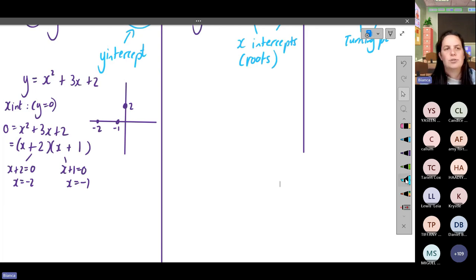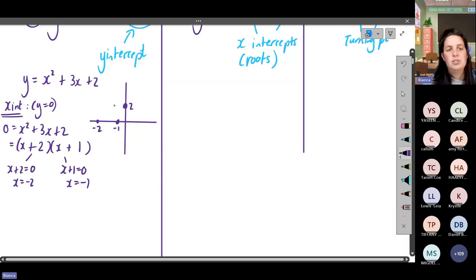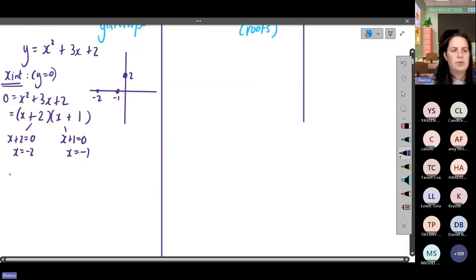Okay, so that is your x-intercept. Your y-intercept is already there, and now we need the turning points. I can see it's going to be something like this. Basically, I want those coordinates.